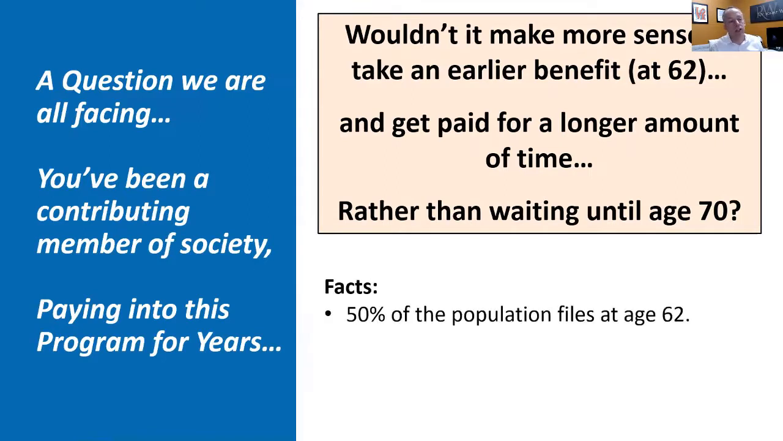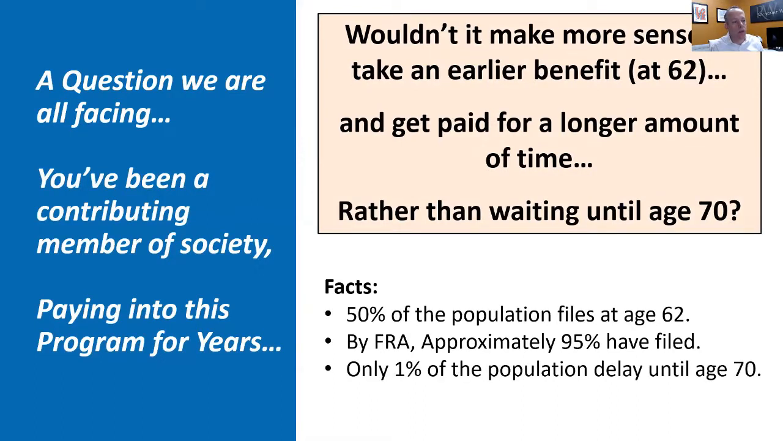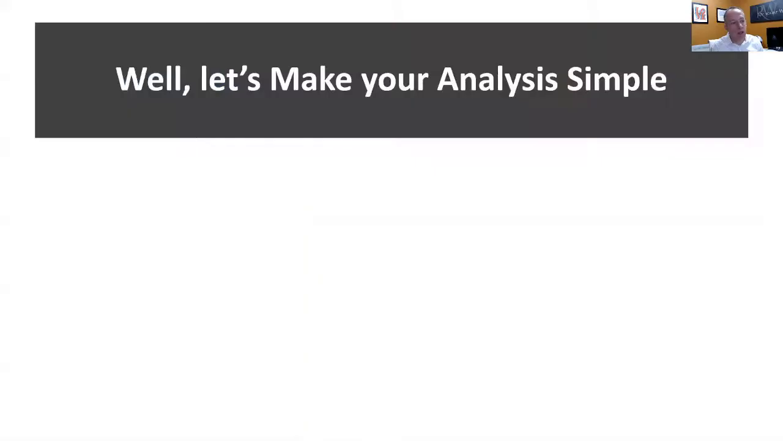50% of the population does in fact file at age 62. And by full retirement age, 95% of beneficiaries have filed, whatever their full retirement age is. Only approximately 1% of the population delay until age 70. And I'm going to make your analysis simple. That's why we're talking about simplifying Social Security.